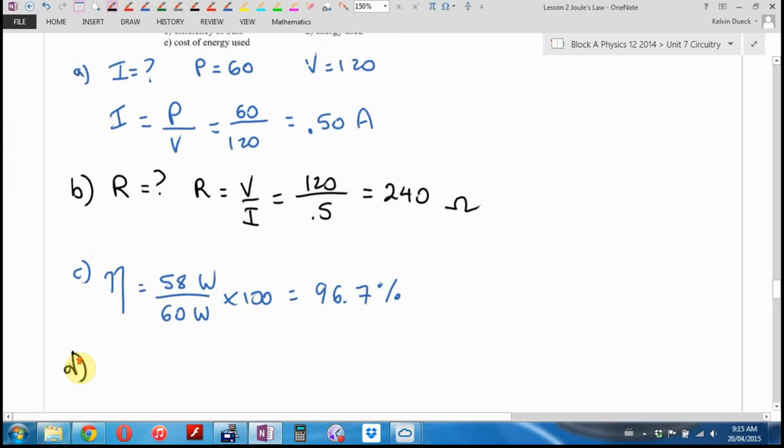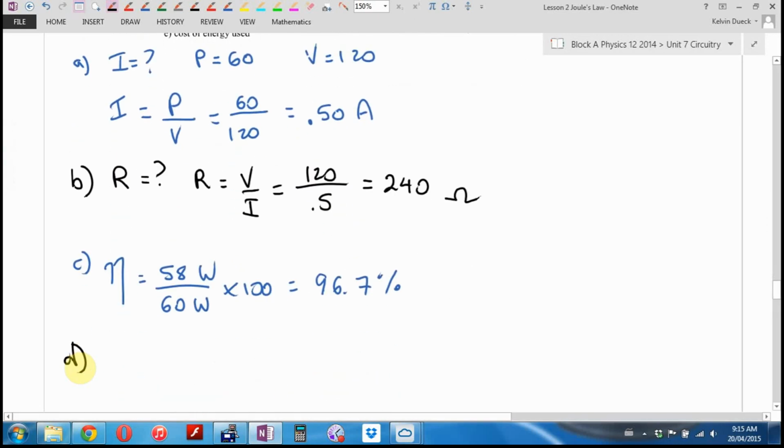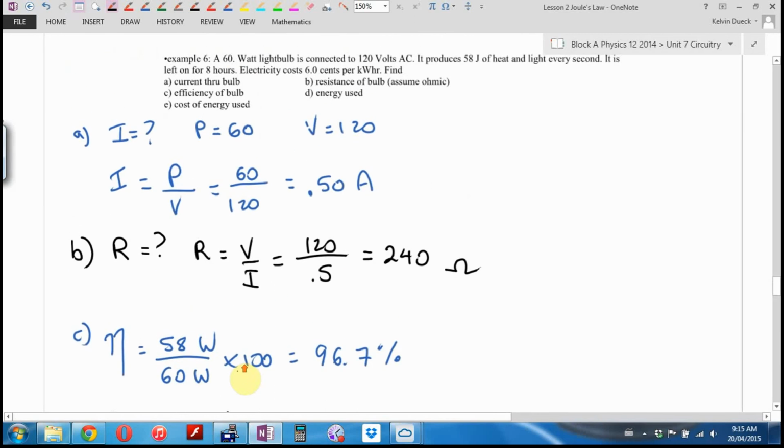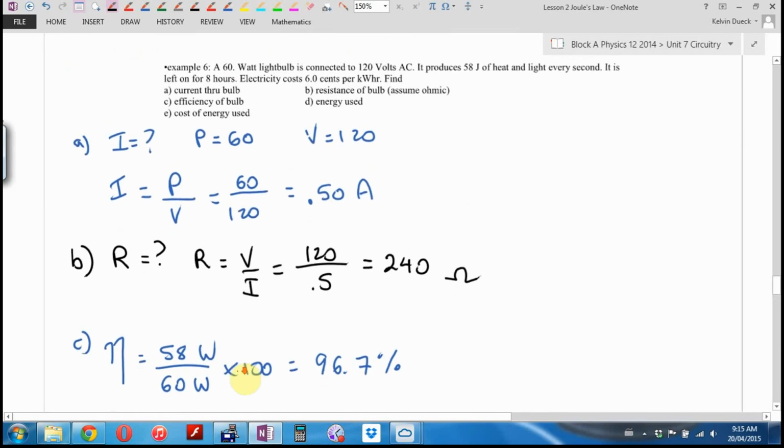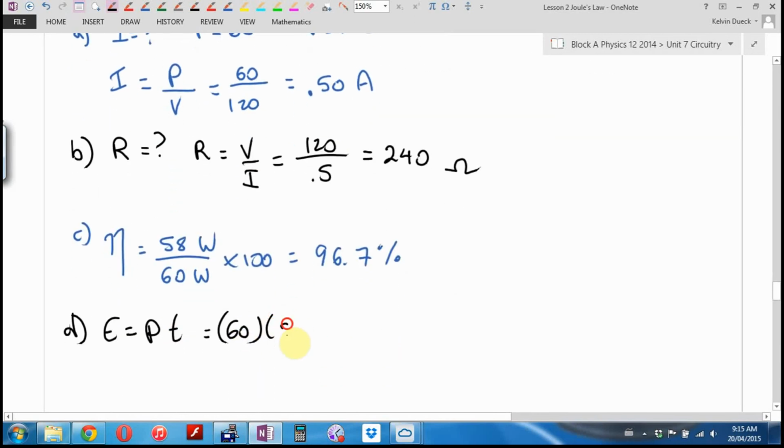D. How much energy? Oh, energy is power times time. How many watts of power are we using? We're getting out 58 watts, but we're using 60. How much time? 8 hours. Oh, no, that's wrong. I can't just use hours. I have to change the hours to what? Grant, how many seconds in 1 hour? Oh, boy, thank you.